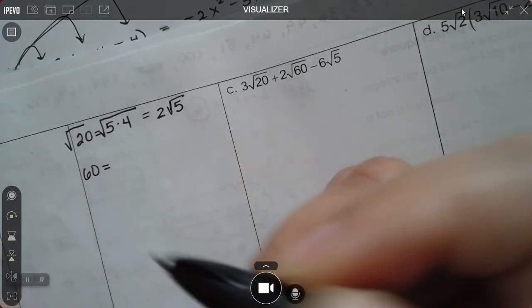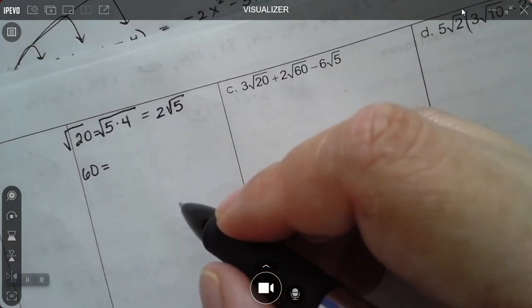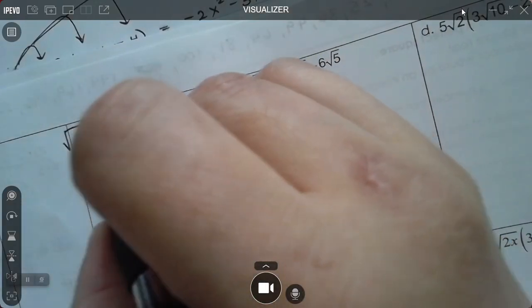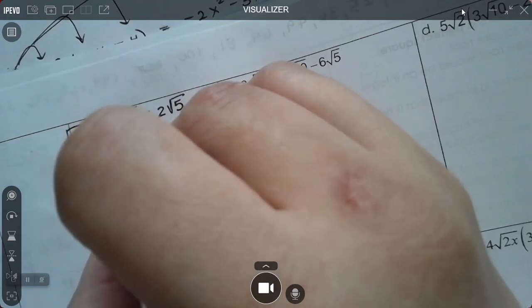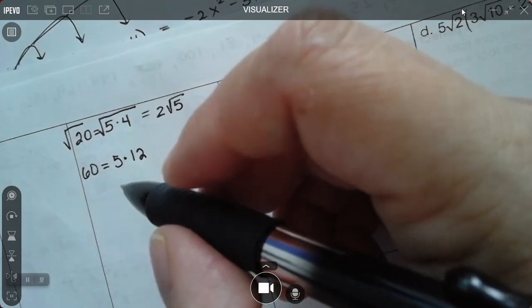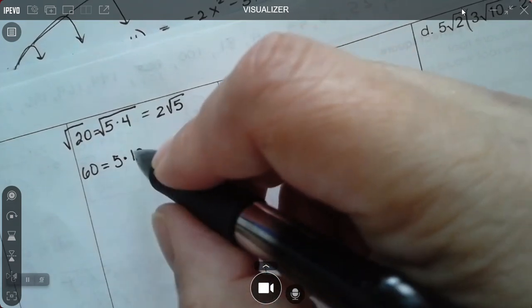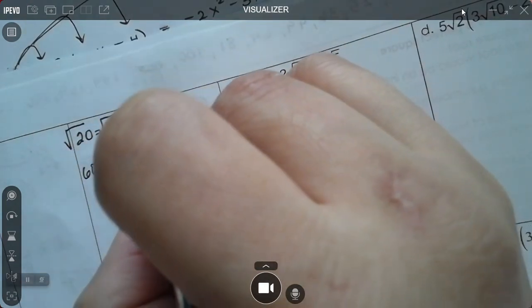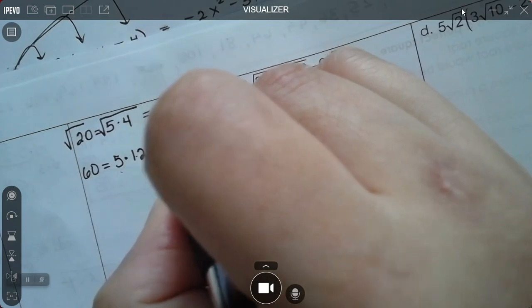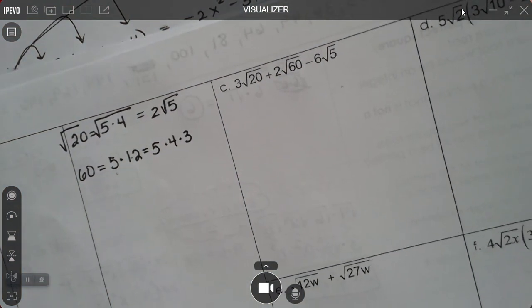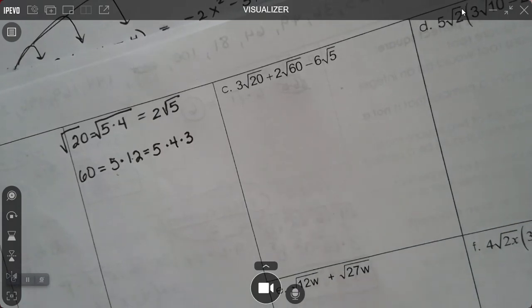All right. 60. How are we breaking down 60? 5 times 12? Okay, but those are not perfect squares, so 12. How do we break down 12? How about 4 times 3? Sounds good. There's the 5, here's the 4, and there's the 3. Right? Yes or no?